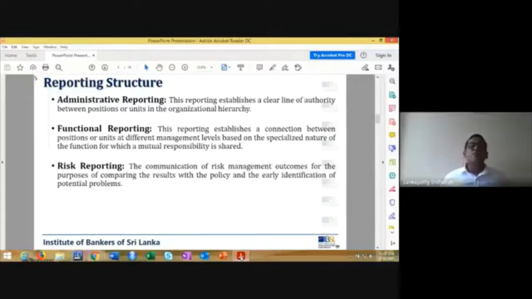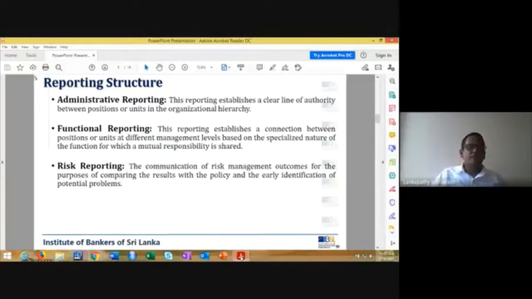Generally, we can observe three types of reporting structure in a bank or financial institution. The first reporting structure is administrative reporting. What is administrative reporting? Generally, administrative reporting is a general reporting. It means a branch manager will report to the regional manager, and the regional manager may report to the AGM, and the AGM may report to the DGM, and the DGM will report to the CEO.